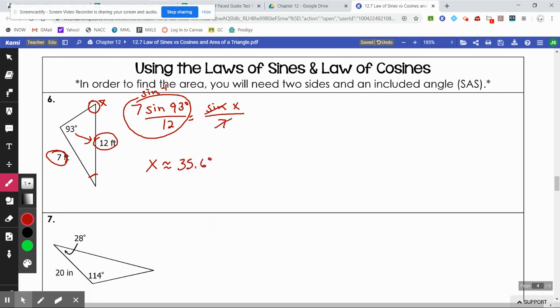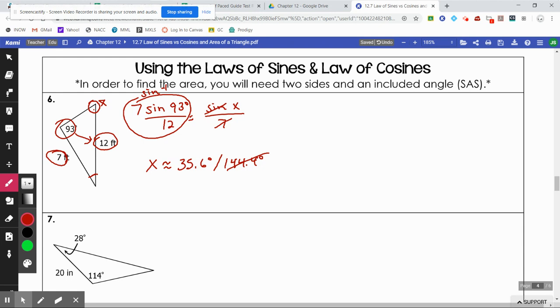That missing angle, which I labeled as x, is going to be somewhere around 35.6 degrees. Reminder, when you're using law of sines, you might have multiple answers. The other angle would be 144.4. However, if you look at the 93, this cannot be 144.4. So therefore, we only have the one answer. So there's a possibility on these, if you were to have two different answers, you might have two different areas possible for a triangle. So we've got to be careful with that.